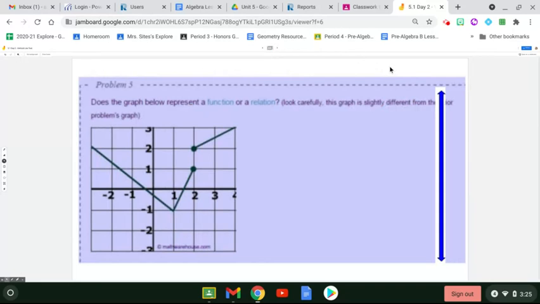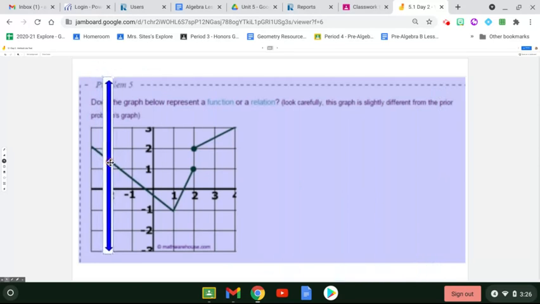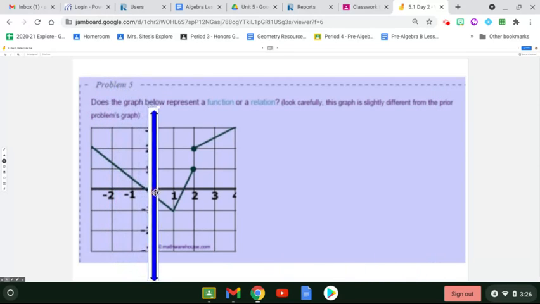But see how the problem changes in the next one? It's the same exact problem, except the only thing that changes is that second point is now filled in. So let me erase that little mark I made here. I'm going to take my line and drag it now. Good, good, good, just 1, 1, 1, 1. Now I hit two places.